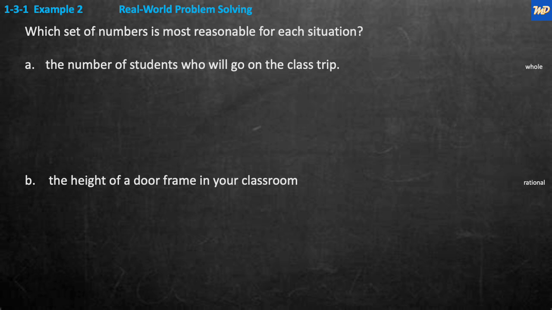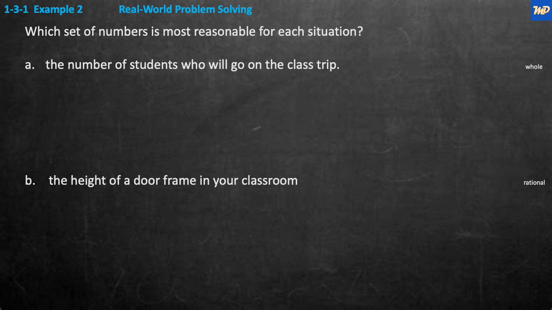Okay, example 2. It's your real world problem. So it says, which set of numbers is most reasonable for each situation? So you could pick a number, which most reasonable set of numbers to use if you're going to try to calculate these questions here, resolve these questions.